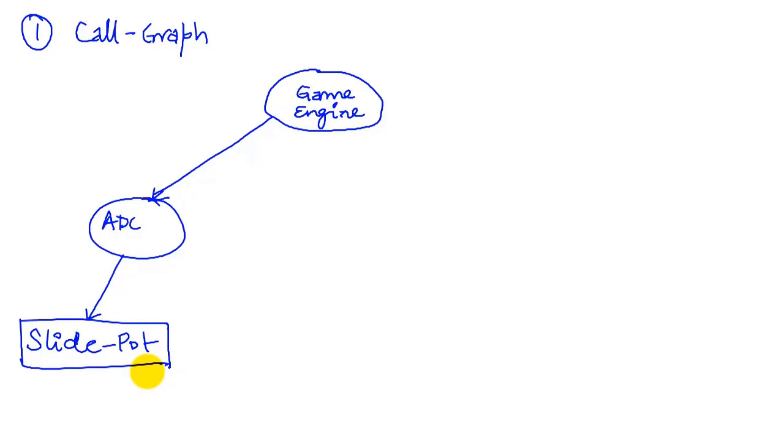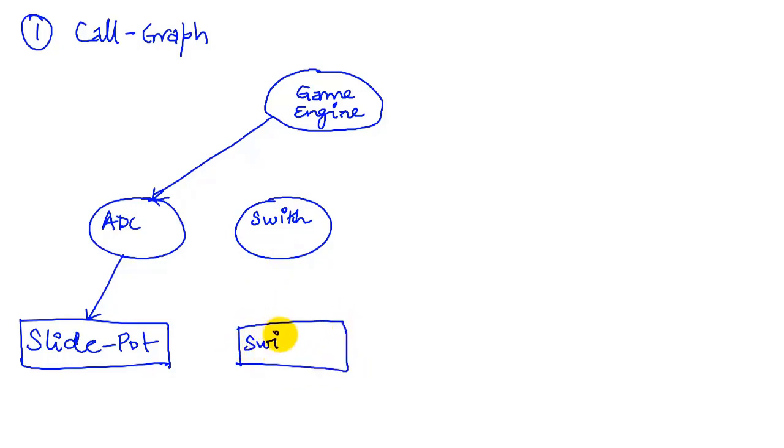Okay. So our second module we're going to look at is the switch hardware. These are our buttons. So all the buttons, all the switches that we have on our system are going to be managed by this module.